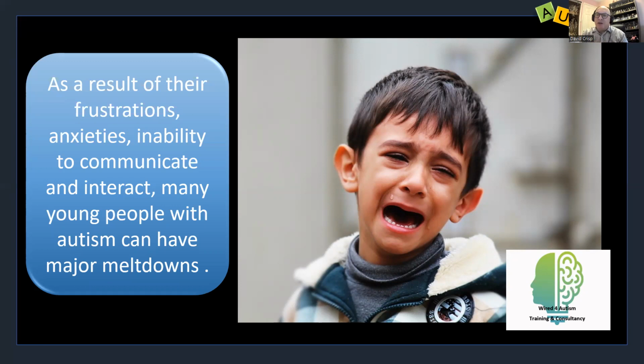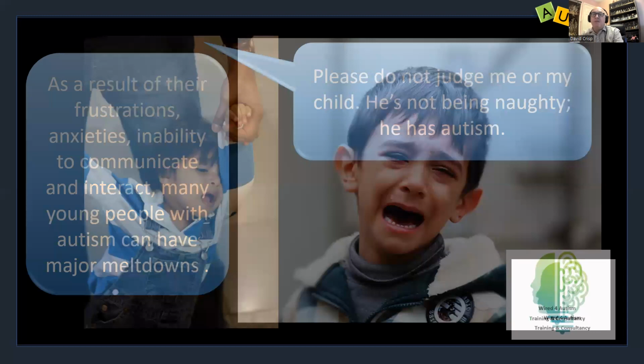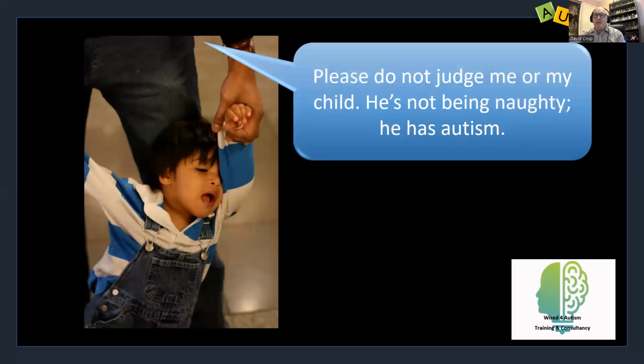So sometimes an autistic person may have an accident or wet themselves, not because of incontinence, but because they've not felt that they actually needed to go, and they may be so engrossed in something that they're not realizing that feeling. And as a result of these frustrations, anxieties, and inability to communicate and interact, many autistic young people can have major meltdowns. Obviously adults can as well, but many adults like myself, at the higher end of the spectrum, have learned coping strategies purely through experience, as well as help from other people. So again, please do not judge me or my child. He's not being naughty. He has autism.